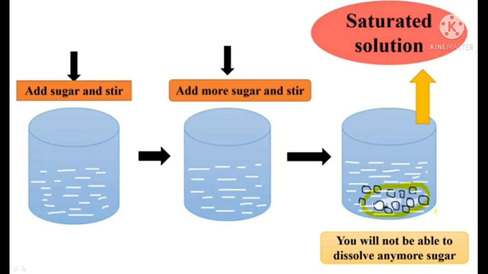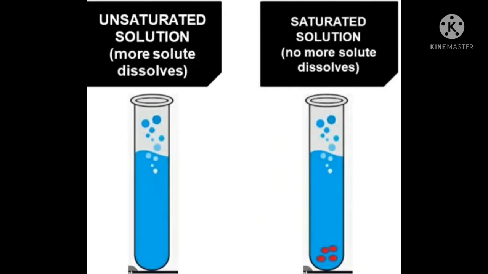So at this stage, when you are not able to dissolve any more sugar, it is the saturated condition, and this is known as a saturated solution. So what is a saturated or unsaturated solution? The solution in which more and more salt or sugar can be added is known as an unsaturated solution. Whereas when no more solid substance can be added in the water or any other liquid, it is known as a saturated solution.